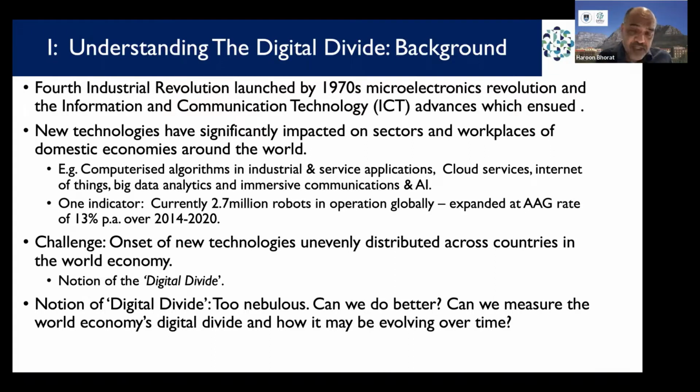The problem, and that's the one I want to take you to, is that the onset of new technologies is unevenly distributed across countries, and hence the notion of the digital divide, right? So we know that this thing exists. We know there's technology gaps. We know bandwidth is much faster in the US and it's very slow here. It's much cheaper in country Y versus.